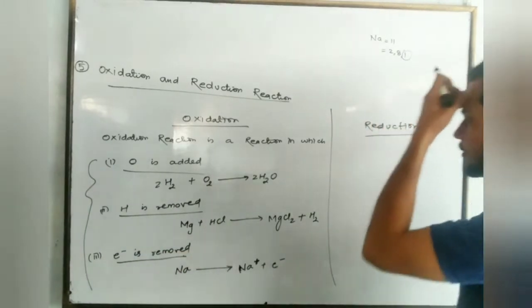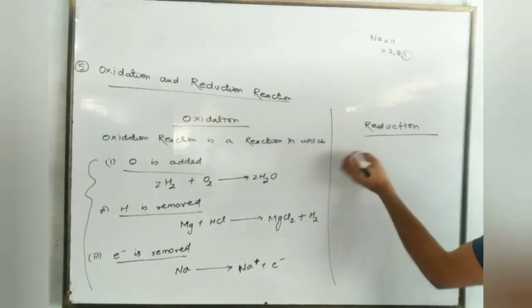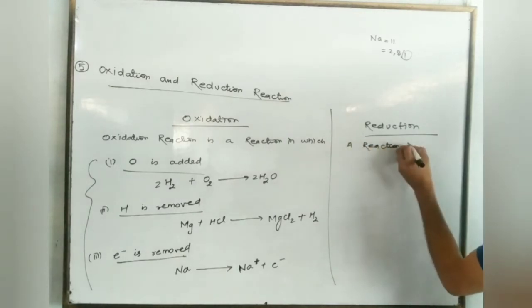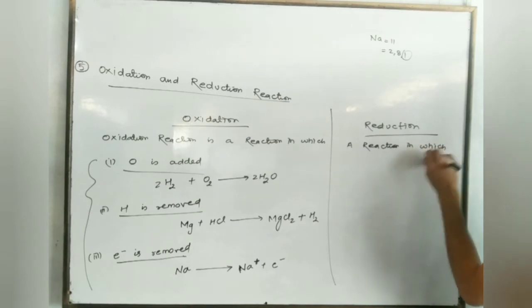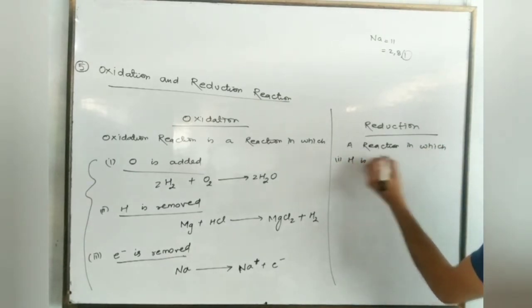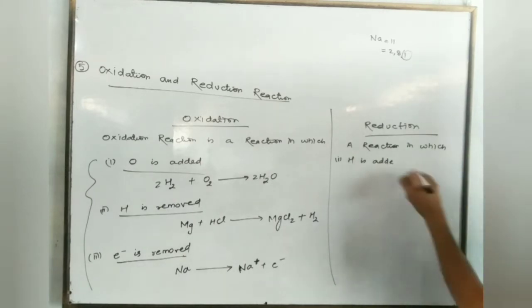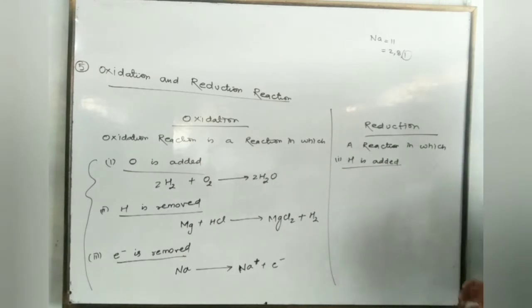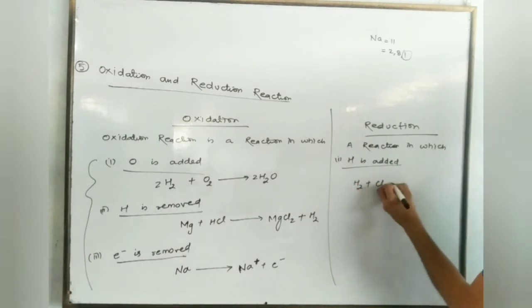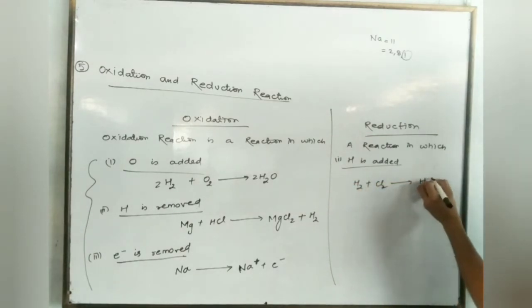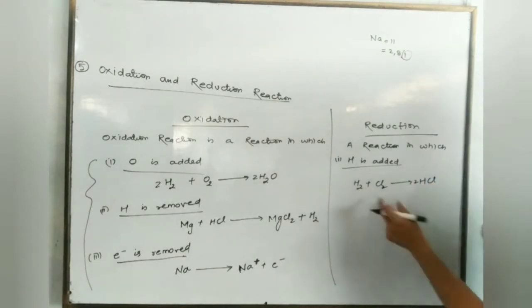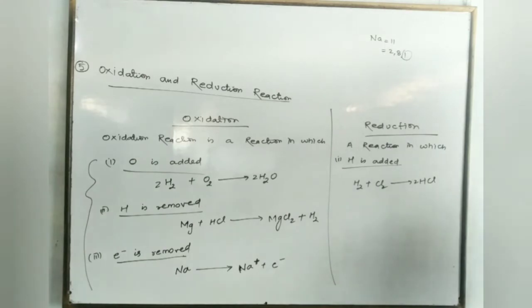Okay? So what is a reduction reaction? A reaction in which hydrogen is added, the opposite of oxidation, is known as reduction. For example, when H2 reacts with Cl2, HCl is obtained. So in this reaction, hydrogen is added to the chlorine. So that is an example of a reduction reaction.